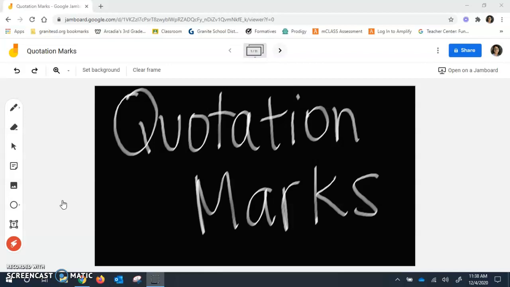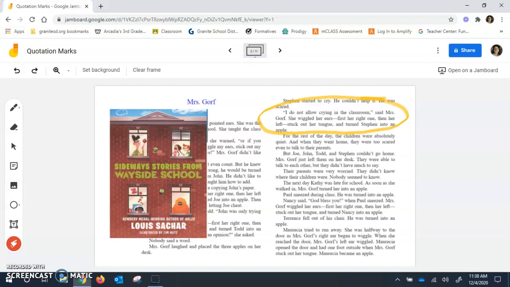So let's take a look at this book called Sideways Stories from Wayside School. Here's some chapters from the book. You'll notice as you read books that you will see quotation marks there as well. This sentence that I circled, "I do not allow crying in the classroom," said Mrs. Gorf. So Mrs. Gorf is speaking, and as the reader, I know that she's speaking because they have these quotation marks, and those are the exact words coming out of her mouth.